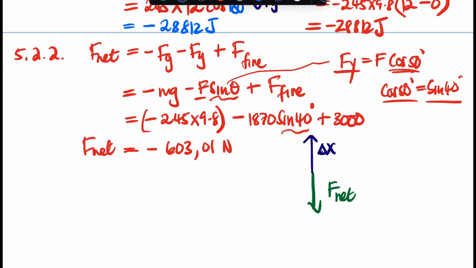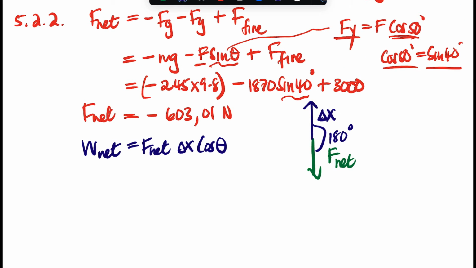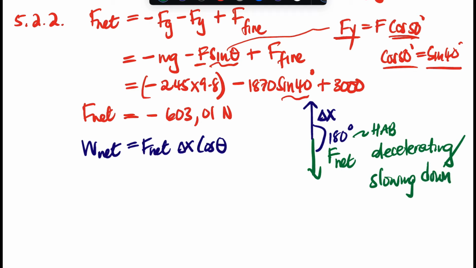So the angle between them is going to be what? 180. It's very important. Now, having the F net here, I can calculate the work net using the F net. So I'll say work net is equal to F net change in x cos theta. Guys, this simply means that if the F net is going in the opposite direction, that means the hot air balloon is decelerating. In other words, it is slowing down. Right? Okay.